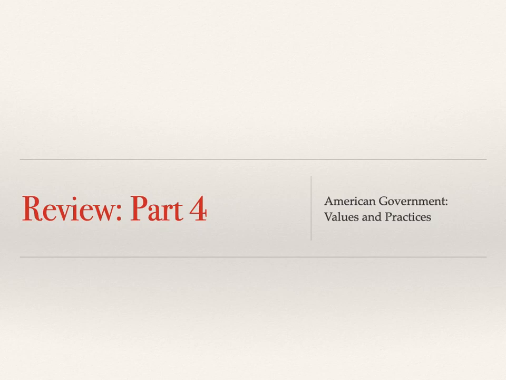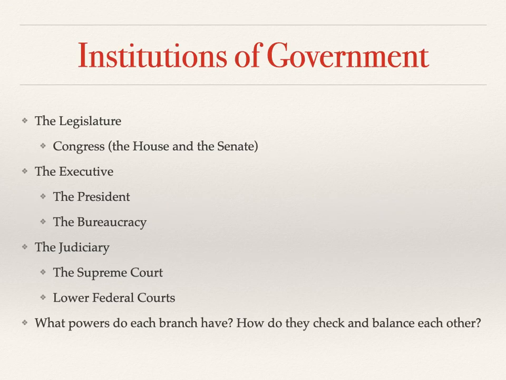In part 4 of the review, we're going to talk about the institutions of government. So this obviously, for our purposes, we're going to be looking at the institutions of the American federal government. That means the legislature, which is comprised of Congress. Of course, we know we have a bicameral Congress, the House and the Senate. We also have the executive branch. This is comprised of the president and the bureaucracy. And the judicial branch, or the judiciary. This is comprised of the Supreme Court and lower federal courts.